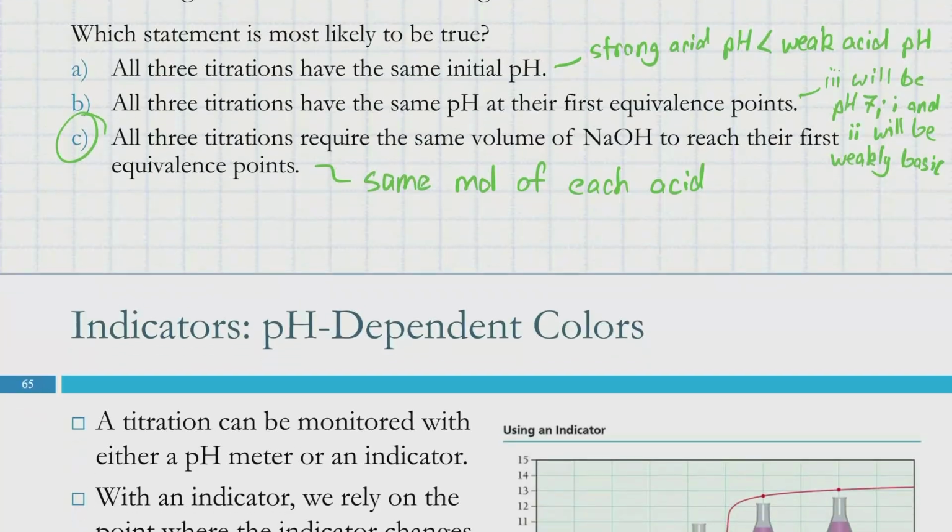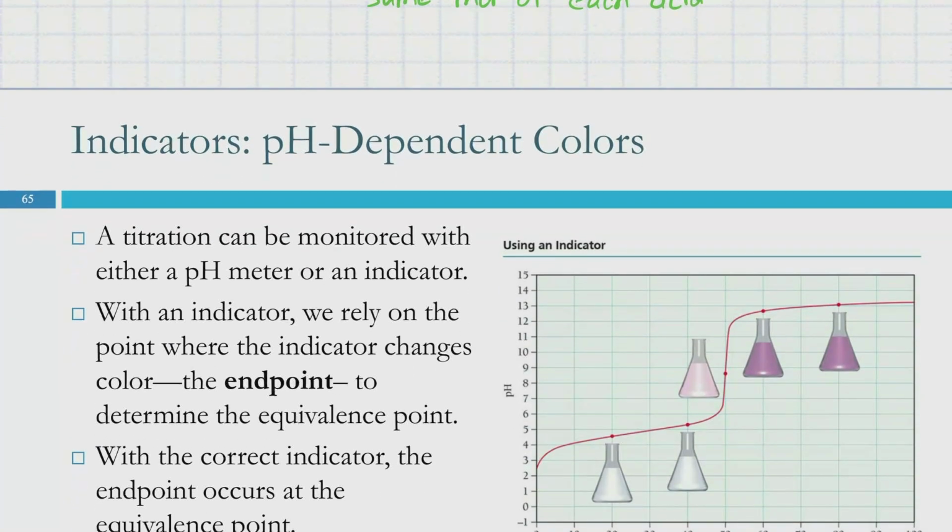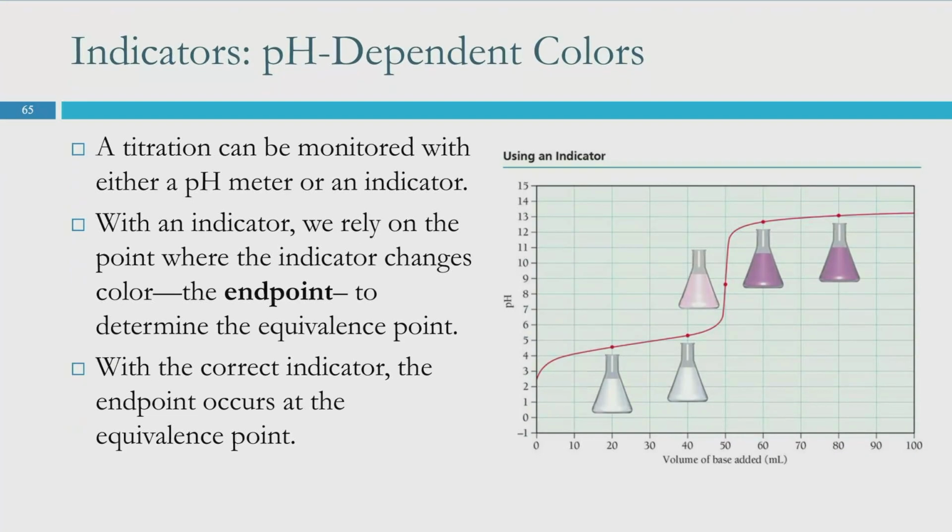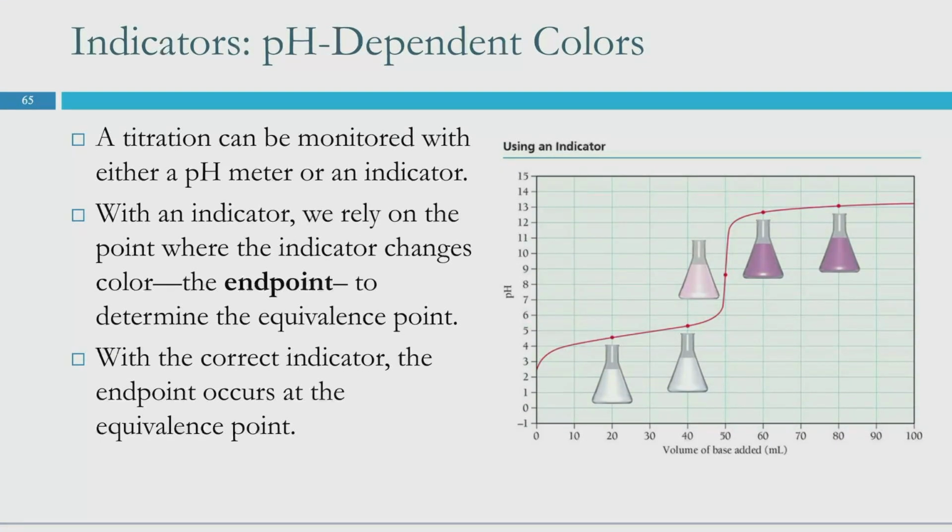All right, indicators indicate. Indicators are pH-dependent markers that we can put into our solutions. The one that you've used before, probably phenolphthalein. Indicators are nice because if we're doing the same titration over and over again, or we just don't have the tools to set up a pH meter, or we just don't want to bother with a pH meter, an indicator can be a really nice way of telling when we're at our equivalence point.